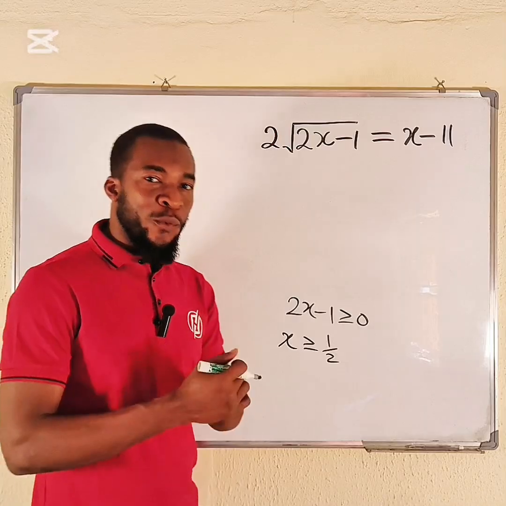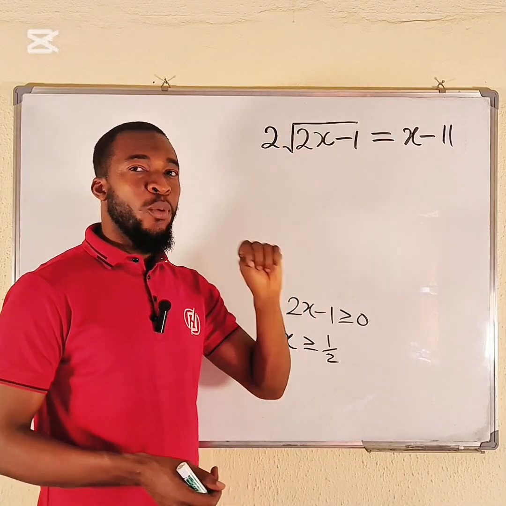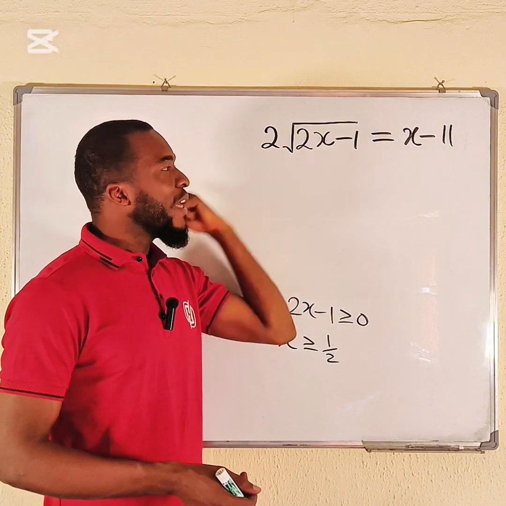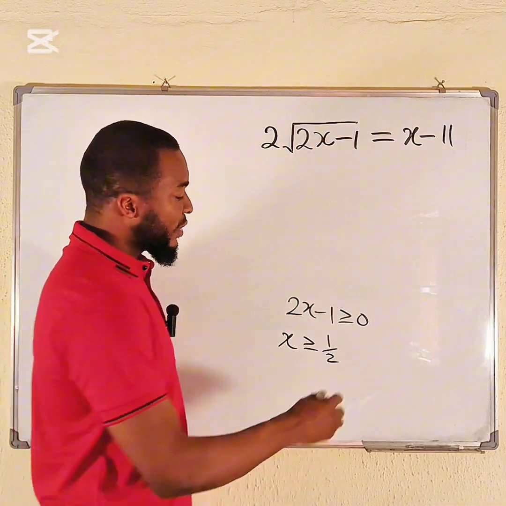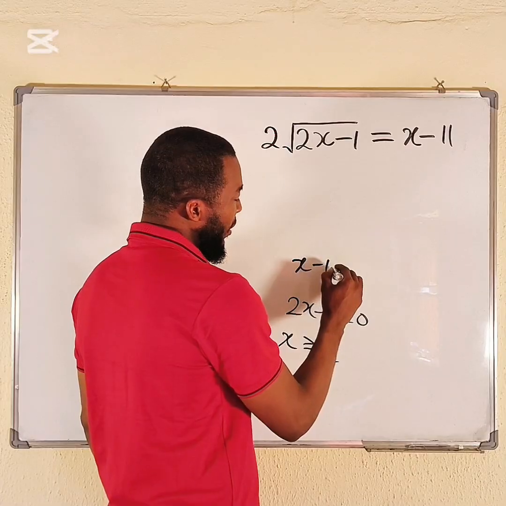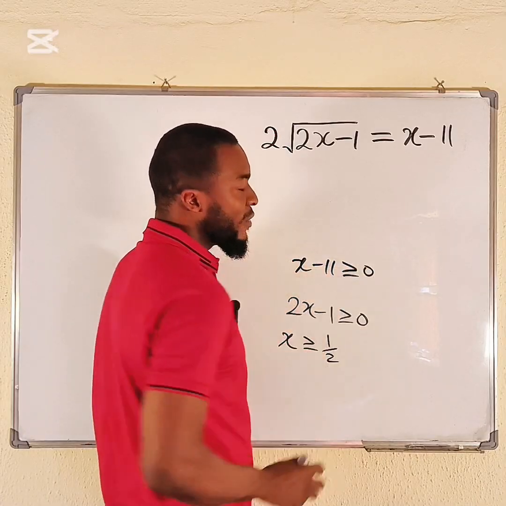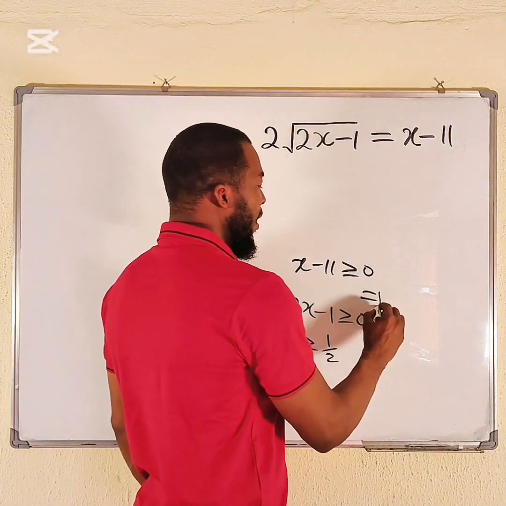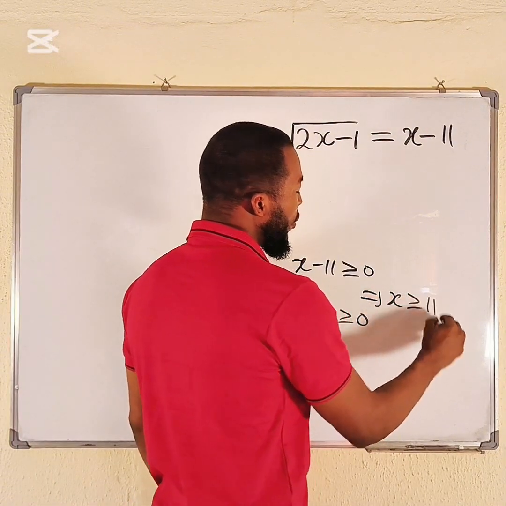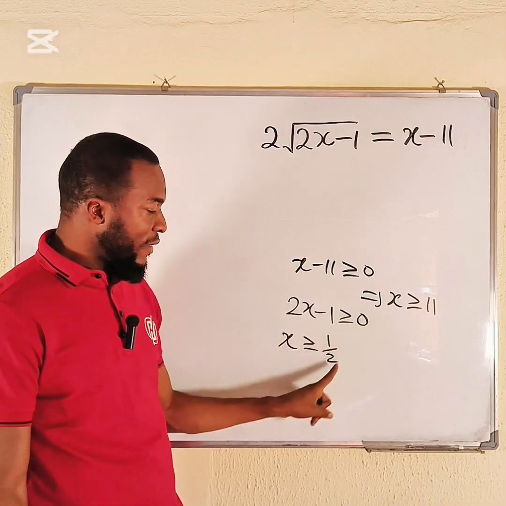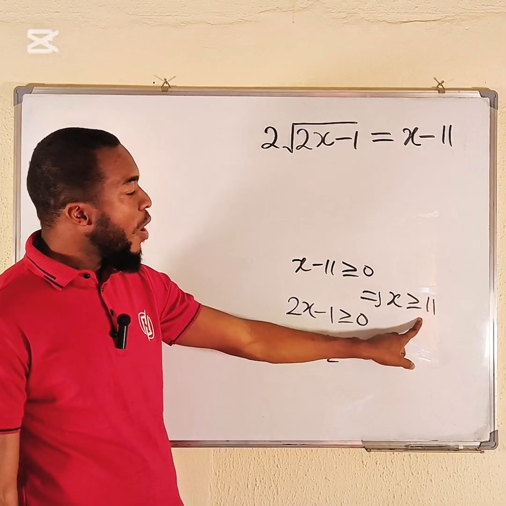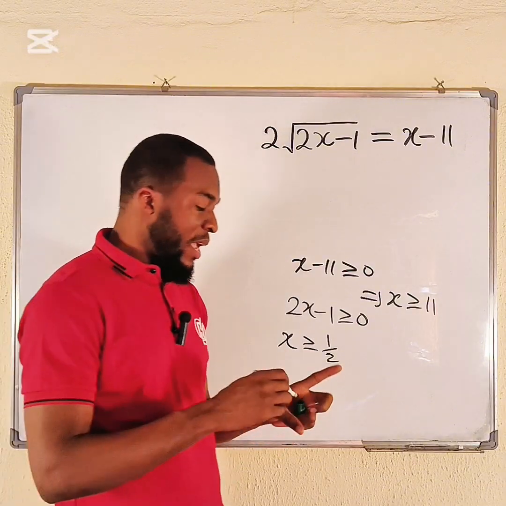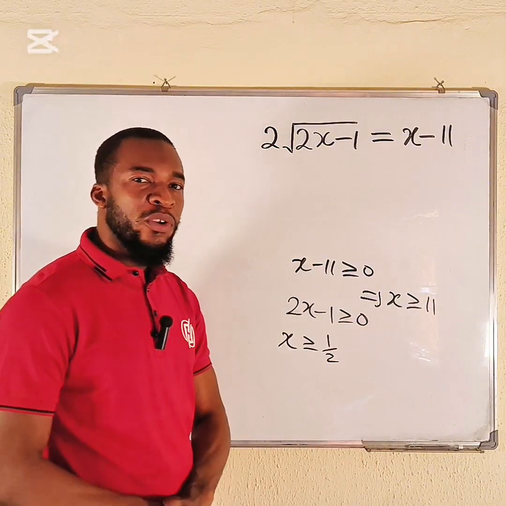But knowing fully that the left-hand side must be positive, because a positive times a positive number is still positive, the right-hand side must also be positive, which means that x minus 11 will have to be greater than or equal to 0 as well. Taking negative 11 to the other side implies that x will have to be greater than or equal to 11. Since this is greater than this, we have to consider this one. Therefore, our solution must be greater than or equal to 11 in the end. Any other value less than 11 will not be considered.